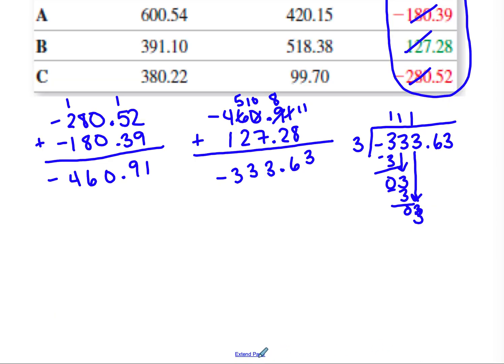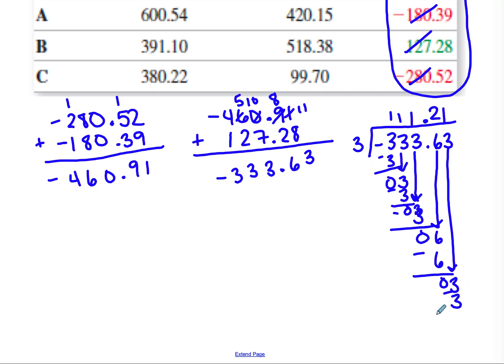3. I'm going to extend my page here a little bit. Oof. Okay. Got a 0. Got to bring up my decimal. Bring down that 6. 3 goes into 6 2 times. 2 times 3 is 6. And then my last digit here is 3. Goes in once. 1 times 3 is 3. Got a 0. I used all my numbers. Different signs, answer is negative. So my final answer, the mean average, is a negative $111.21.